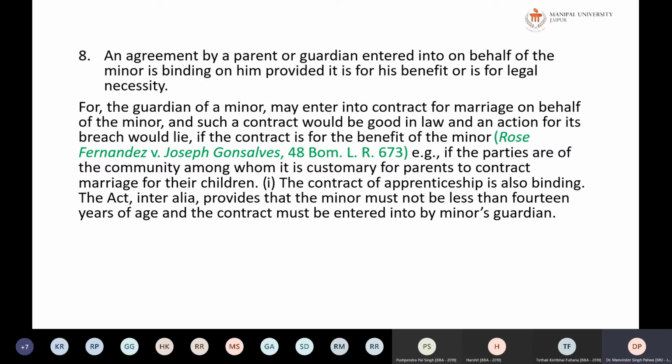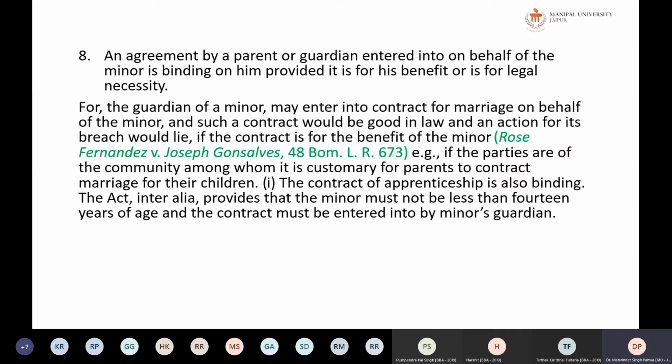So there is a case of Rose Fernandez versus Joseph Gonzalez. This is again a very old case. In this, for example, if the parties are of a community among whom it is customary for the parents to enter into a contract for marriage, a contract of apprenticeship is another example. That is also equally binding, and a contract of marriage, if it is customary and done for the benefit of the minor, will be binding on the minor.